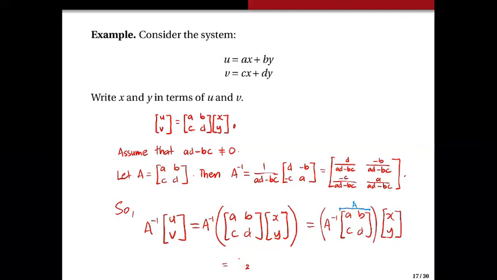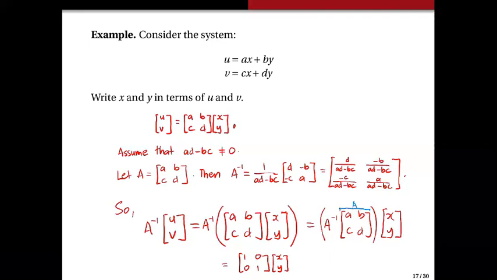Or let me write it like this: 1, 0, 0, 1. That's your identity matrix. That's the property of inverses. You have a matrix A which is invertible. You multiply it with its inverse. You should get the identity matrix. And this is (X, Y).